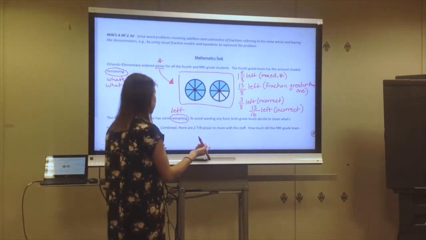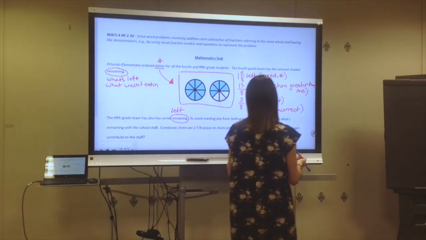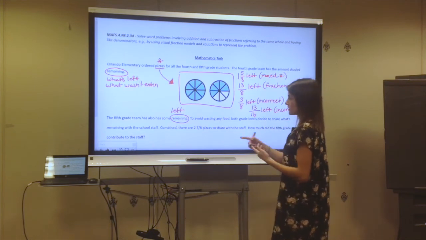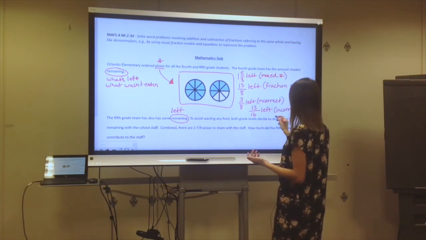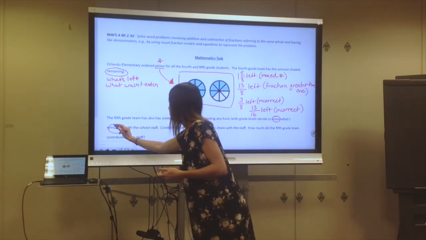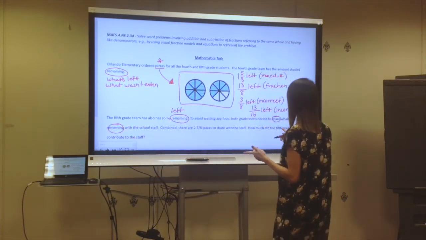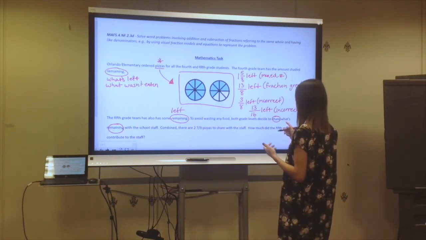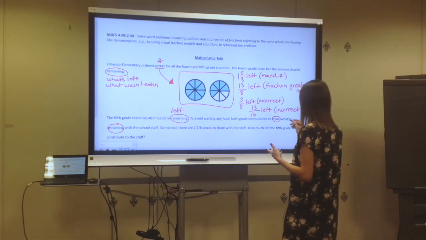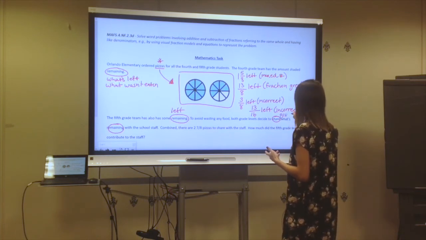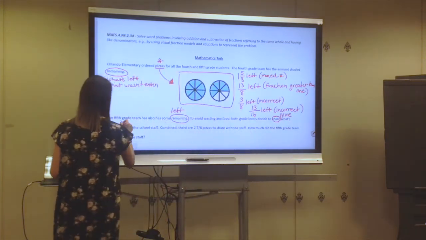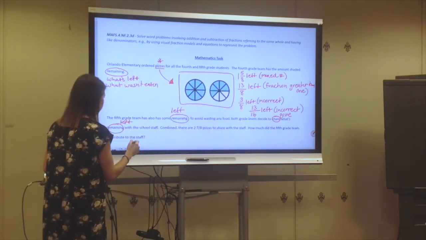And then to avoid wasting any food, both grade levels decide to share what's remaining with the school staff. So I'm going to circle the word share and remaining in this sentence because I think those are important mathematical words. Share here doesn't mention anything about equitable sharing, so that's not really about division at this point. I think this really means just what they are giving. So they're giving what's remaining or what's left with the school staff.